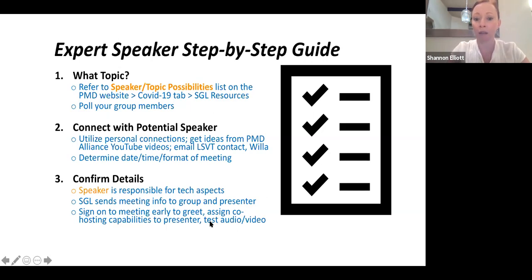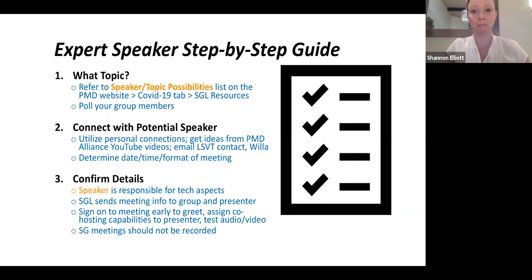And then if you're early, you can also test your audio and video and test a screen share of a PowerPoint if you need to. So go ahead and get on maybe 10 or 15 minutes early to do all of that. And then just as a reminder, support group meetings shouldn't be recorded, just to maintain that confidentiality that we like to have.